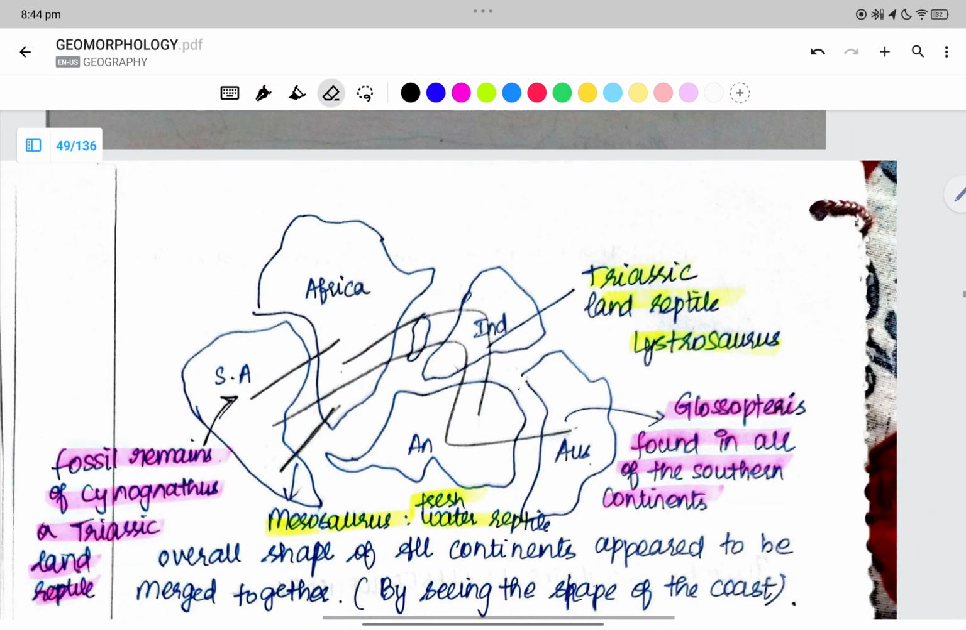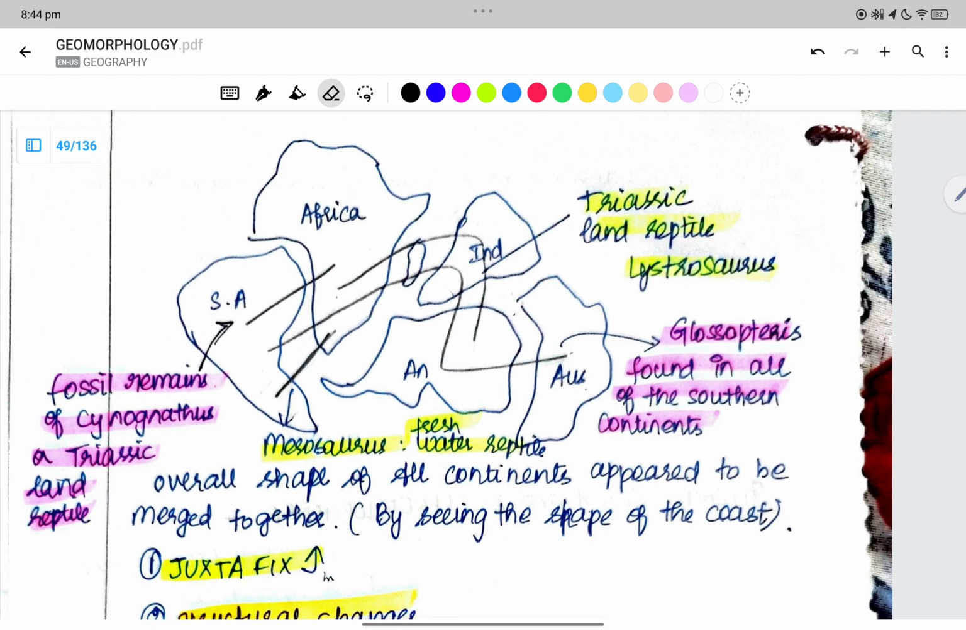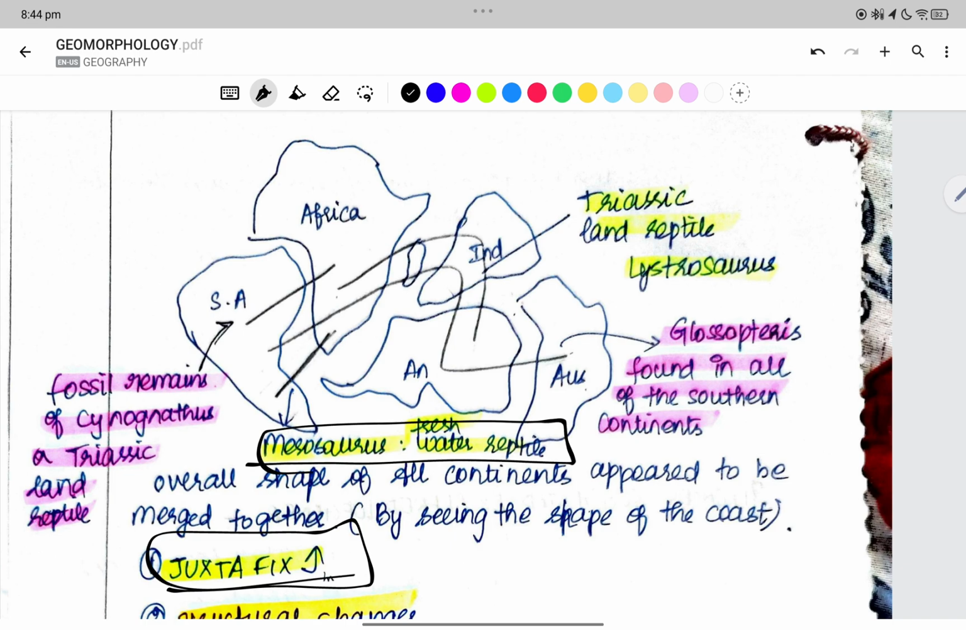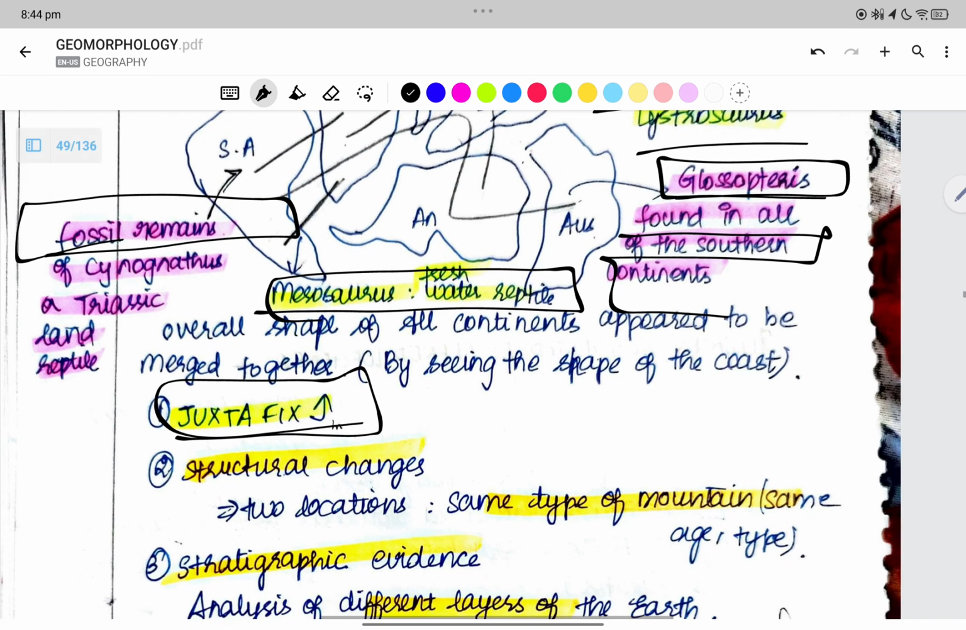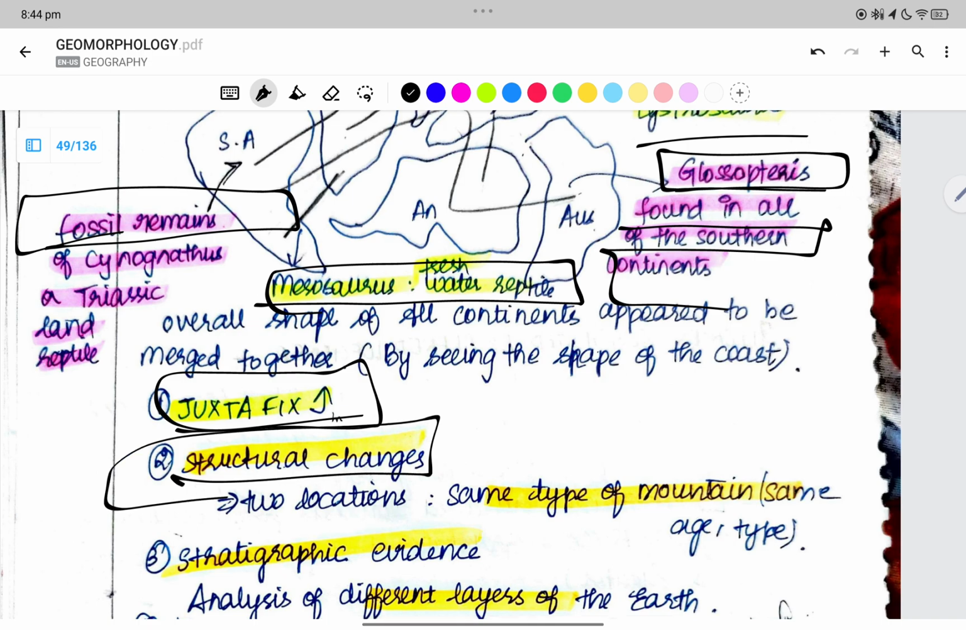Evidences by Alfred Wegener. Jigsaw fit. And we have the land reptiles. Glossopteris is a flower. Fossil remains are evidences. Structural changes.